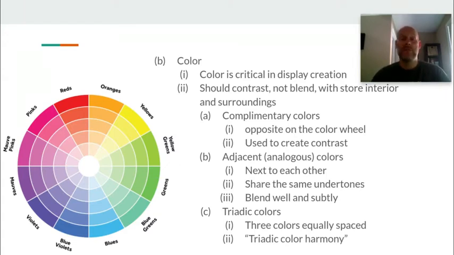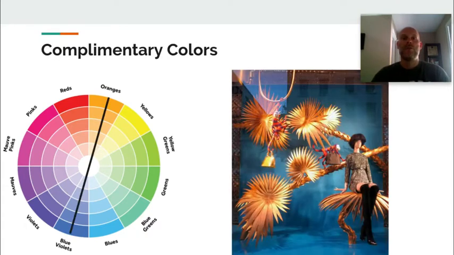And again, you may not even know it when you see it or be able to explain what it is, but that triadic color harmony is appealing to humans. All right. So complementary colors, again, are directly across the wheel. So this would be a good example. So the colors in this are complementary.